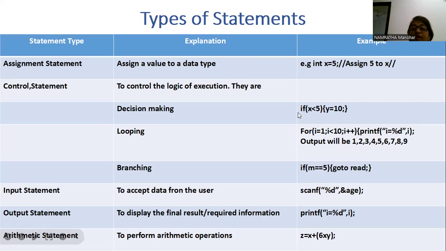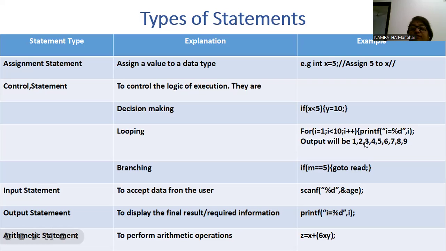So the output here: initially I is 1, so it will print I as 1. Then I plus plus, so I is incremented to 2. It becomes 2, but it is less than 10, so it will print 2.